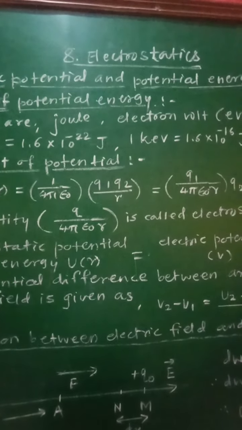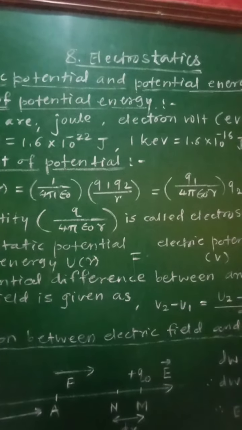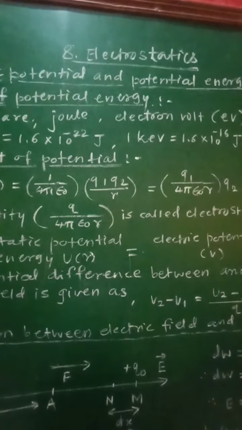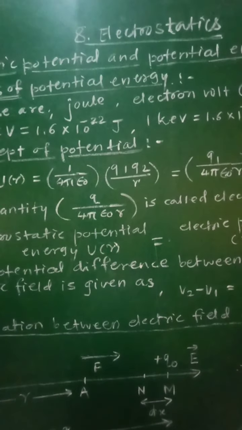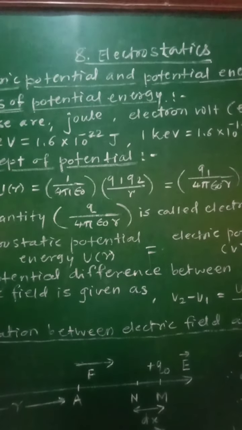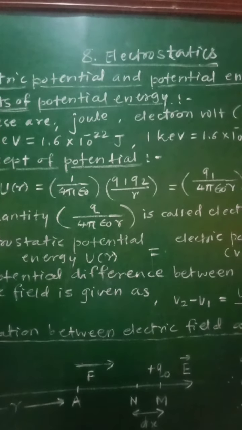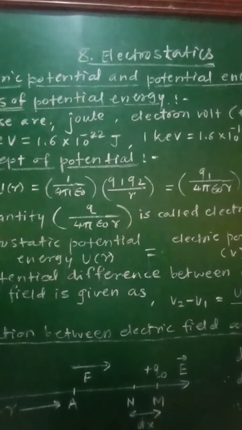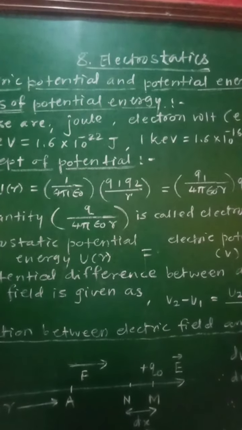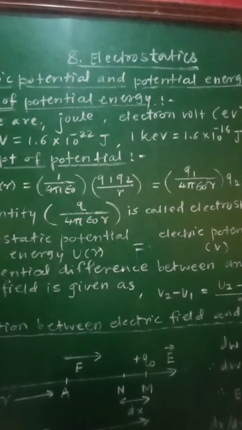For that purpose, let us consider a positive charge Q kept at some point in the space. For bringing any other charge, that is positive charge, close to it, work is necessary. This work done is equal to the change in potential energy of that system, and thus work done against the electrostatic force is equal to the increase in potential energy of the system.